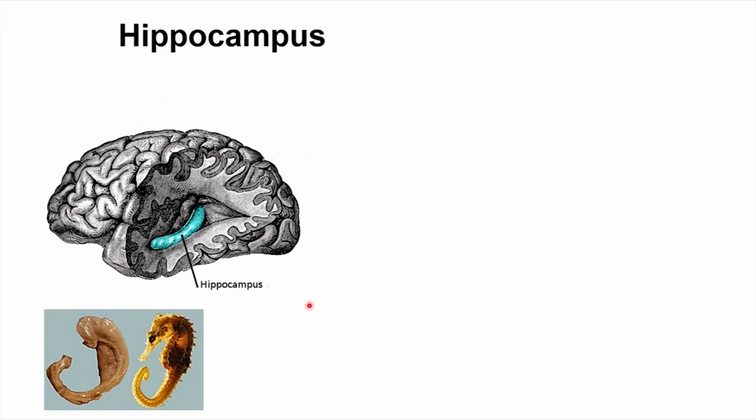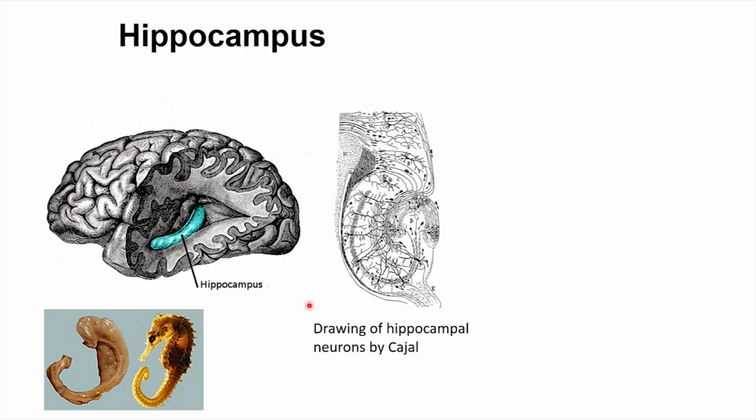Hippocampus is one of the most studied structures within the human brain or animal brain. And the reason is that it is involved in two very important functions: learning and memory, and spatial navigation. So this is a drawing of hippocampus made by Ramon y Cajal more than 100 years ago in such intricate detail. And in the last 50 or so years, scientists have spent a lot of effort in trying to understand what kinds of neurons are present in hippocampus and how they function.